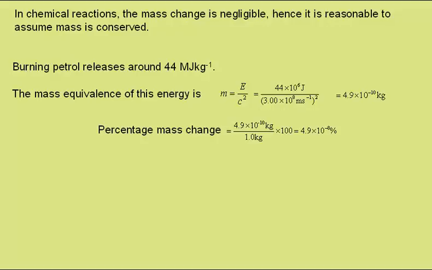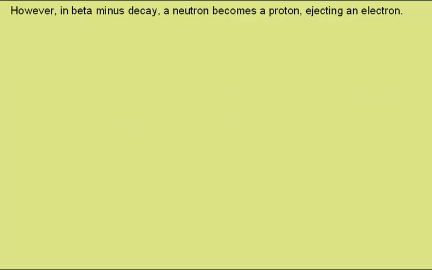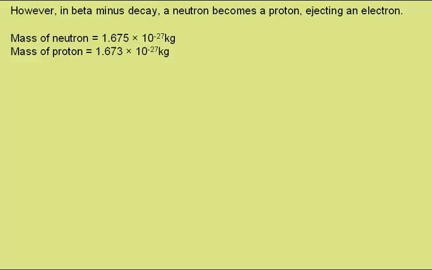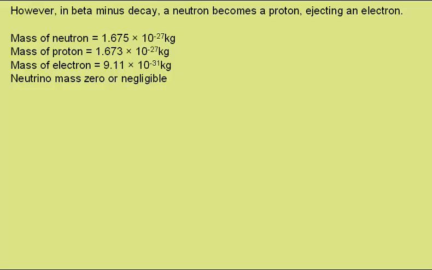The mass change in nuclear decays is not negligible. Let's look at beta minus decay, where a neutron becomes a proton, ejecting an electron. To find the mass defect, if we consider the masses involved, here's the mass of the neutron that we start with, and the proton and electron that we end up with. There's also a neutrino, but this has 0 or negligible mass.